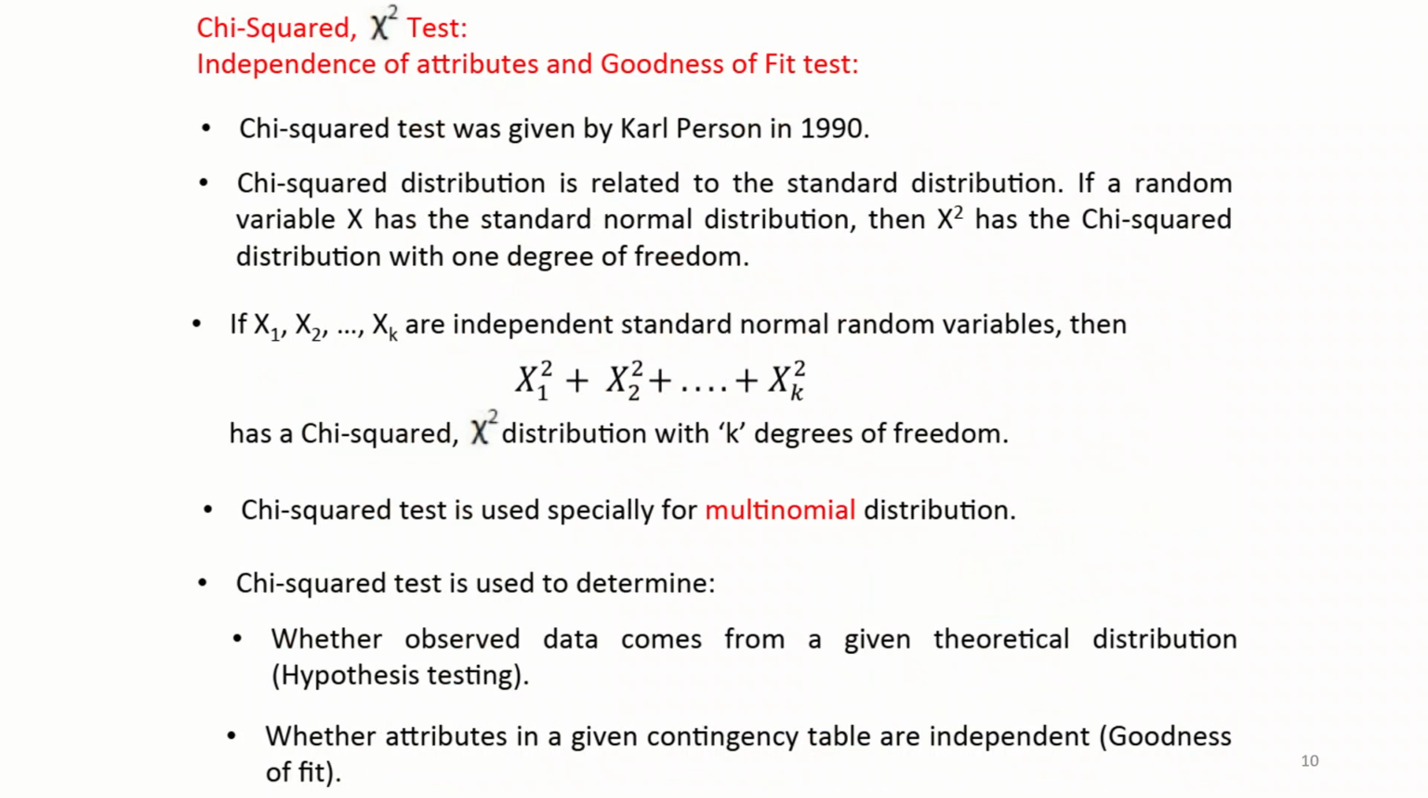Then there is also the chi-square test. It was introduced by Karl Pearson in 1900. The chi-square test is related to the standard normal distribution. If a random variable x has the standard normal distribution, then x squared, or chi-square, has the chi-square distribution with 1 degree of freedom. So it is a multinomial distribution. It is used to determine whether observed data comes from a given theoretical distribution, in hypothesis testing, or you can also test whether the attributes in a given contingency table are independent, or we say it's goodness of fit.